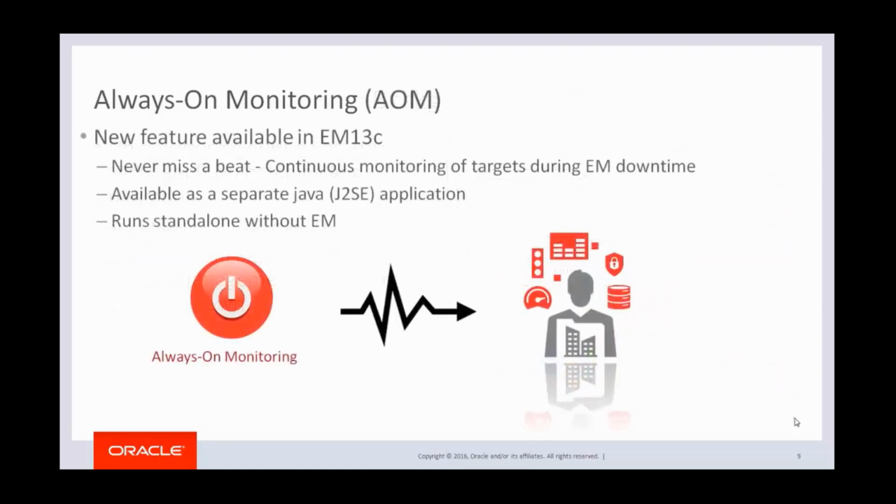In Enterprise Manager 13C, we introduced always-on monitoring to meet our customers' demand and address the problem of no monitoring during the Enterprise Manager downtime. Basically, AOM is a life support for EM when there is ongoing maintenance. It provides continuous monitoring of targets during the Enterprise Manager downtime. And AOM is a lightweight Java application, which is completely independent from Enterprise Manager. So it runs standalone, so no matter what the status of Enterprise Manager is, AOM can continue to run.